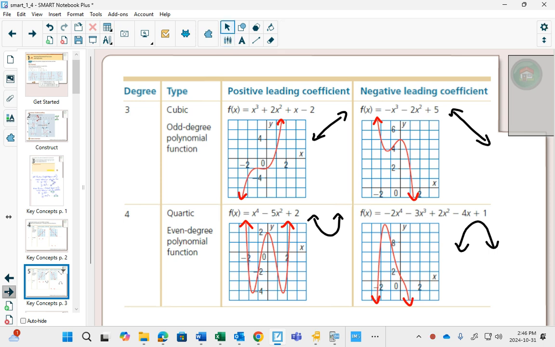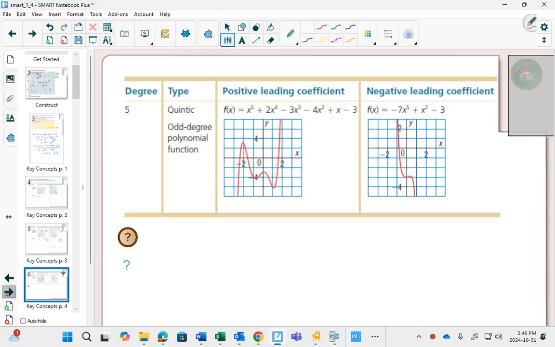And finally, they have an x to the 5 graph. It's odd, so think of lines, positive leading coefficient, start down here, end up here, and negative, start up there, and down there.